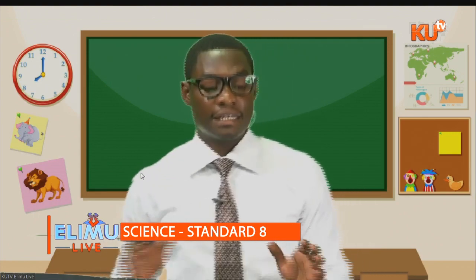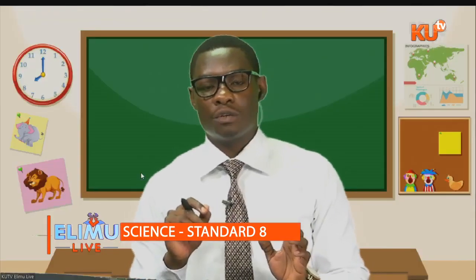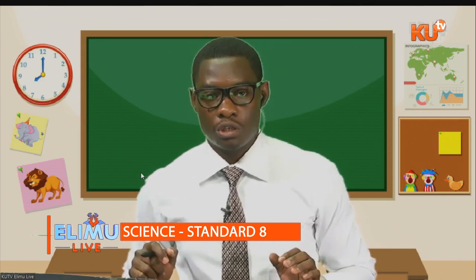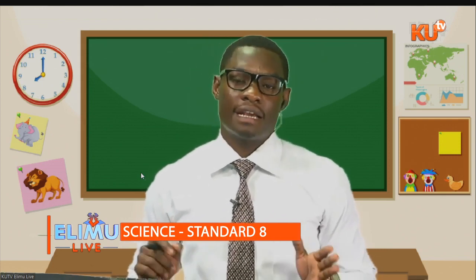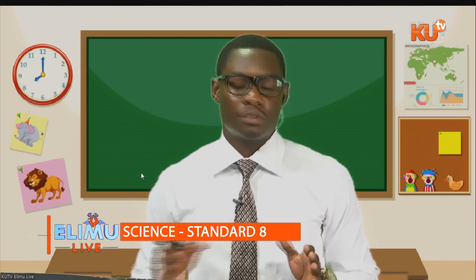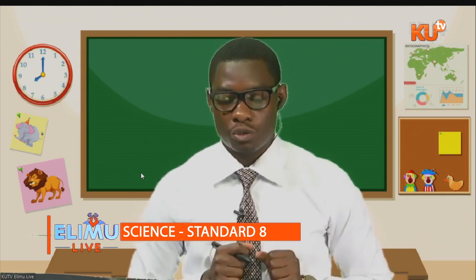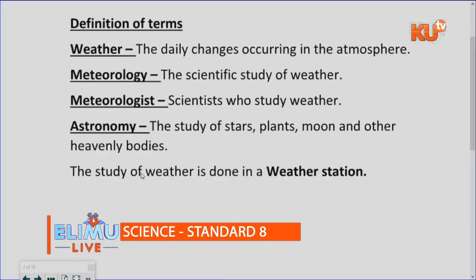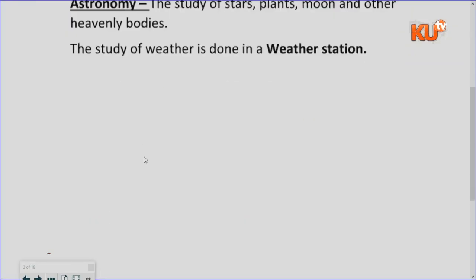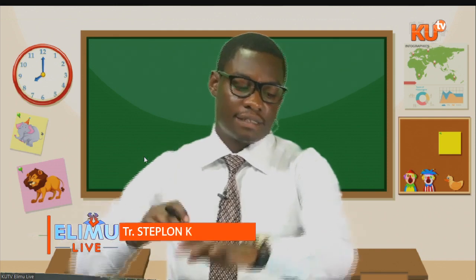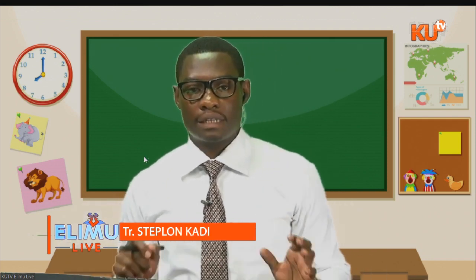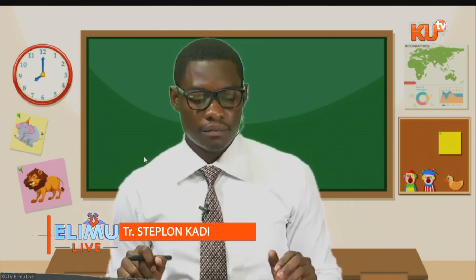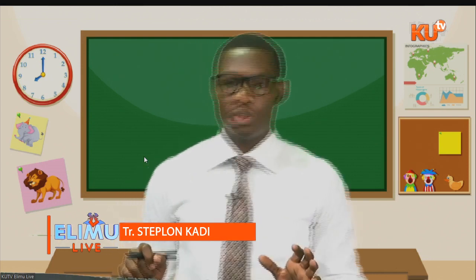Then the study of weather also is done in what you call a weather station. Just like the way learning happens in school, when we come to the study of weather, it takes place in what we call a weather station. So the study of weather is done in a weather station. Having looked at that, we can now look at some of the weather instruments that we need to look at.